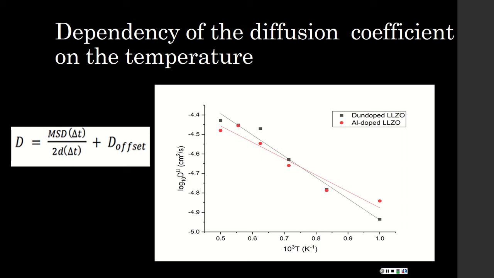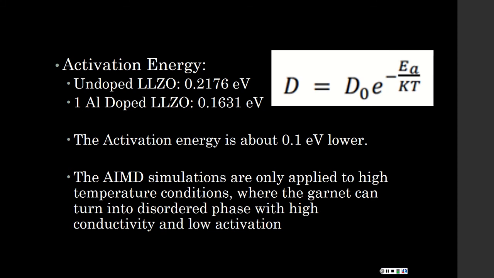So to understand that, maybe we can go to this slide. Yeah. So why is this important? Because from that curve, using this equation, we can easily calculate the activation energy. And what we calculated, the activation energy for the aluminum doped structure is lower than the activation energy for the undoped structure. That's expected actually. But both the values are lower than the experimental values.